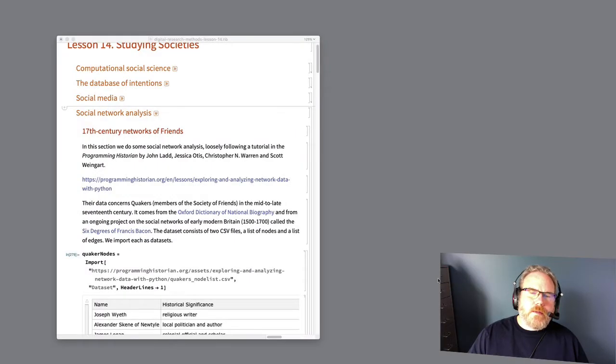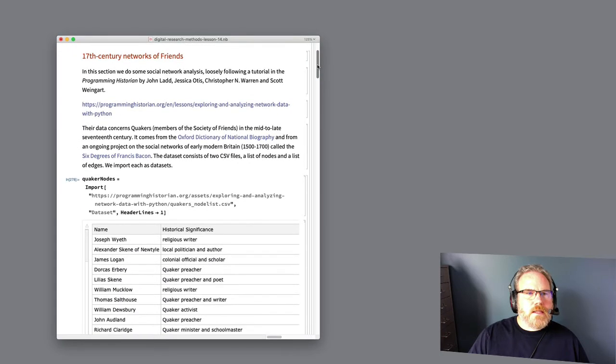In this next example, we return to social network analysis. This time we're loosely following a tutorial from The Programming Historian by John Ladd and his colleagues. There's a link there if you'd like to read that and see what they did. The data that they collected is the 17th century social network of people who were members of the Society of Friends, or the Quakers as they were rather uncharitably called at the time and still are.